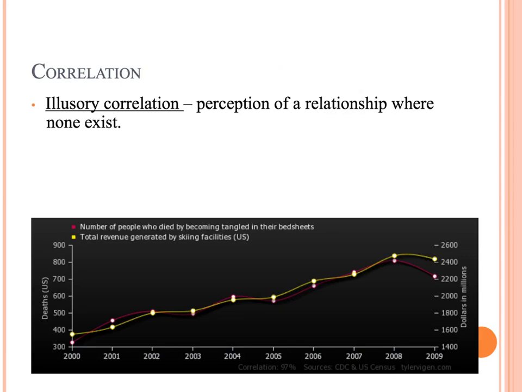According to the graph, it appears there is a high positive correlation between the two variables. However, in reality, the two really have nothing to do with one another. If total revenue generated by skiing facilities goes up in the next year, it is not likely to cause or even relate to the increase in deaths by sheet tangulation. And yes, I just made that word up.